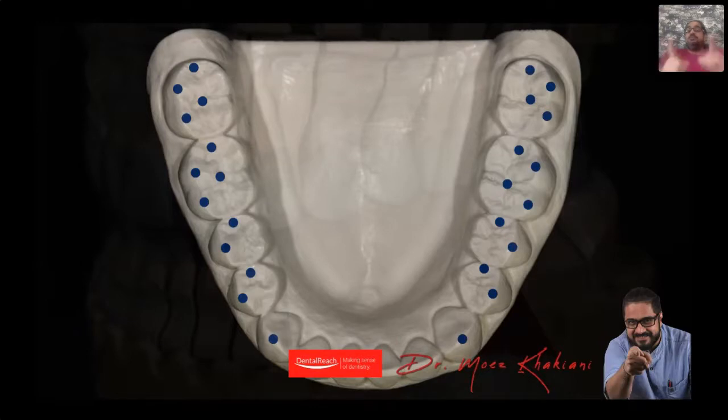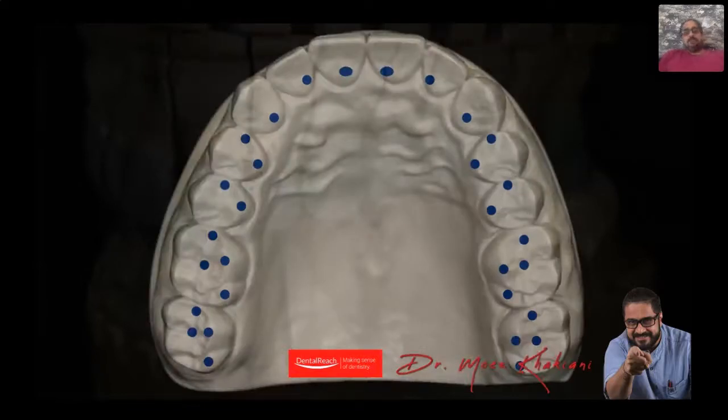Remember, please don't follow this for implant supported. Implant supported occlusion is very, very different. Someday, I am hopeful during the lockdown, I shall come in and share my views on implant occlusion as well. But for now, remember, the current occlusal scheme is ideal for tooth supported reconstructions. All right. That was static.